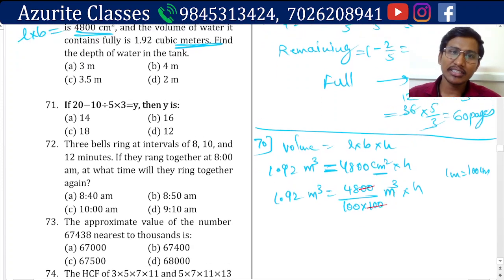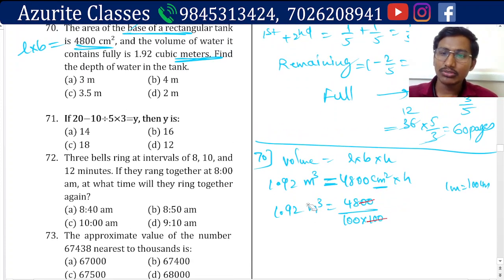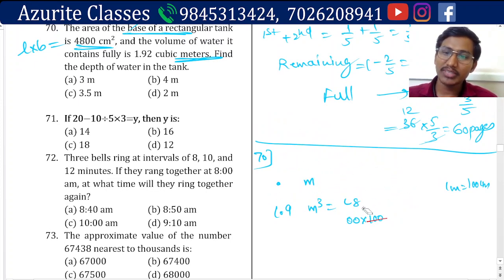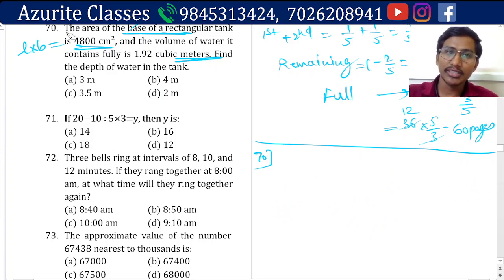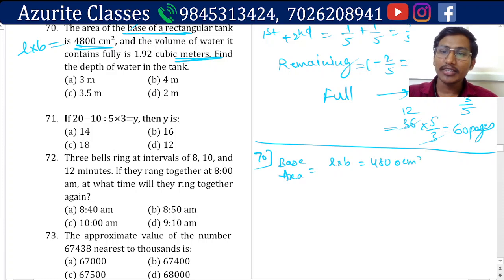Instead of that, what I will do is first convert that, because it will be easy for you, otherwise you may get confused. So first I will convert. Base area is how much? That is length into breadth, 4800 centimeter square.